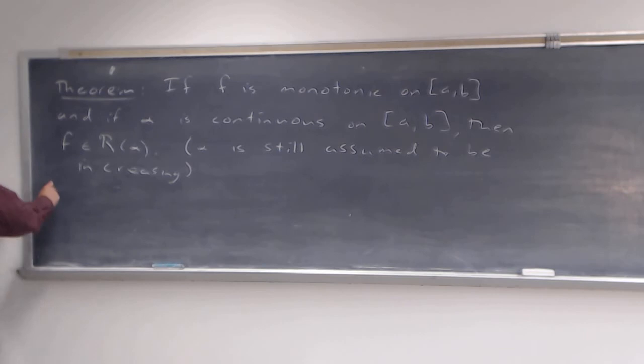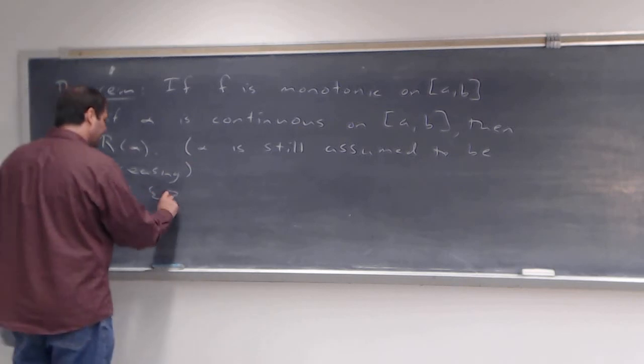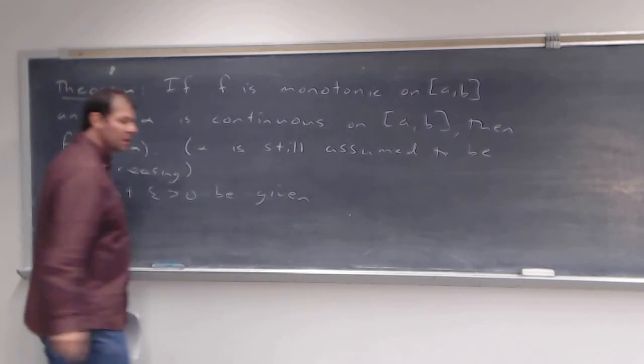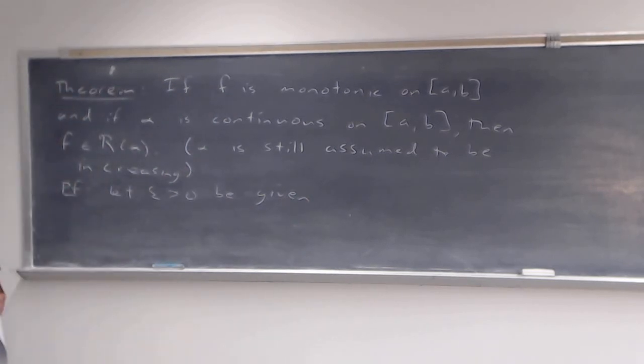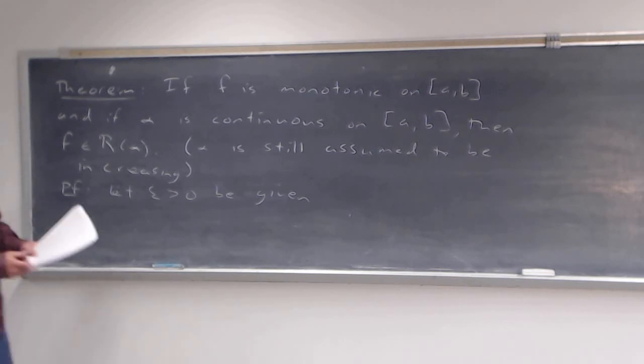Okay, let's look at its proof. We let epsilon be greater than 0 be given. And we have a mechanism by which we can prove that a function is Riemann-Stieltjes integrable, and that is that we want to show that the upper Riemann-Stieltjes sums minus the lower Riemann-Stieltjes sums are less than epsilon for some partition. And so here's what we're going to do.